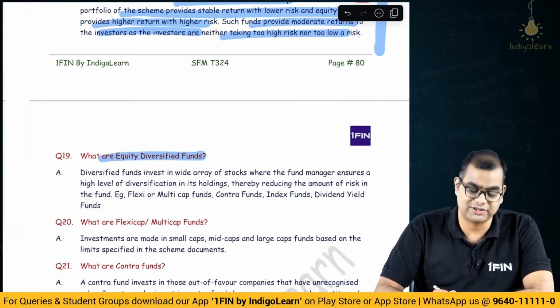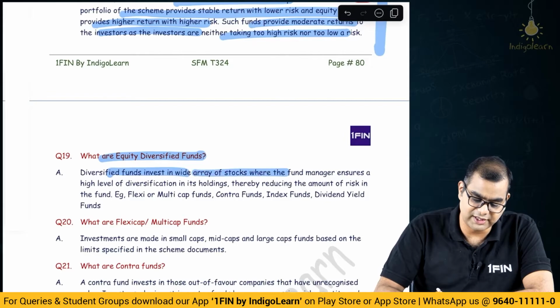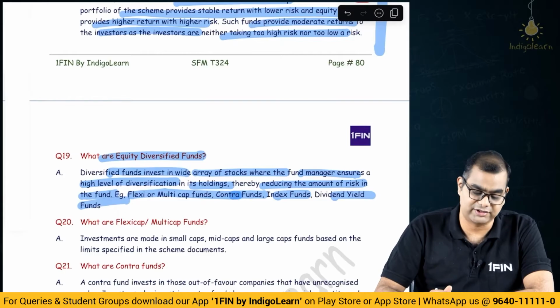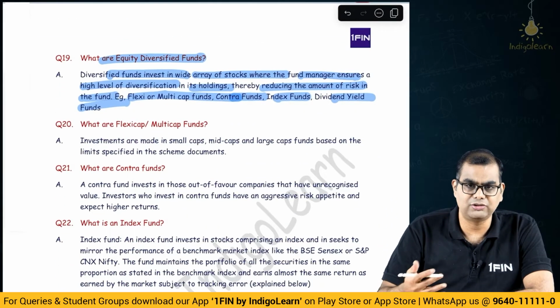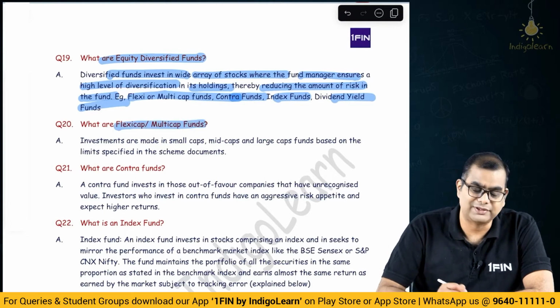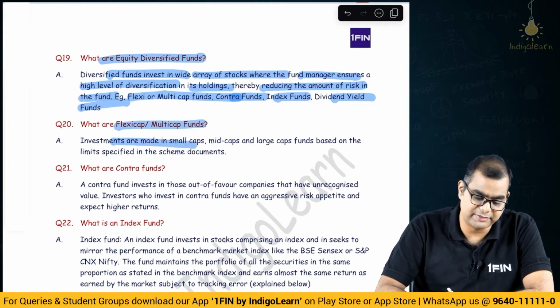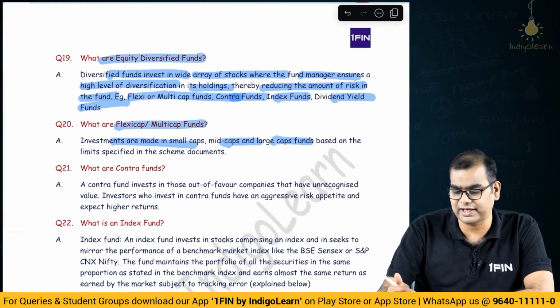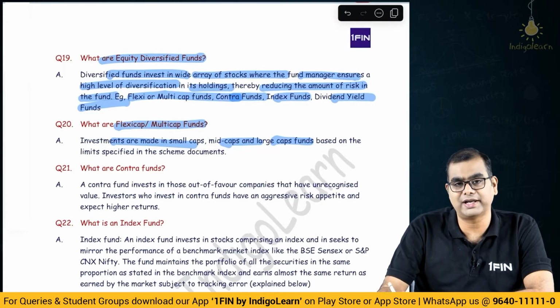Then you have equity diversified funds. Diversified funds invest in a wide array of stocks where the fund manager ensures a high level of diversification in holdings, thereby reducing the amount of risk in the fund. Flexi or multi-cap funds, contra funds, index funds, dividend yield funds, etc. are equity diversified funds. So basically, you diversify yourself extensively. Then you have flexi cap or multi-cap. Investments are made in small cap, mid cap and large cap. So you have three kinds of stocks: small cap, mid cap and large cap.